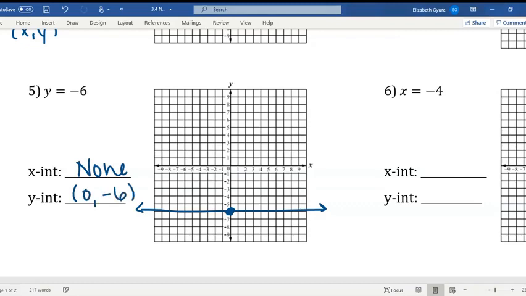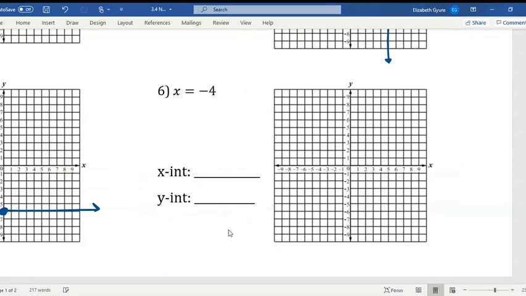Good. We good with that one? Fix it if you got it wrong. And then for number 6, Aaron, where are we going to put a dot? On which axis? Yep, put a dot at -4 on the x-axis. Lynn, is that going to be a vertical or a horizontal line? Vertical, good, good. That's okay, good save.